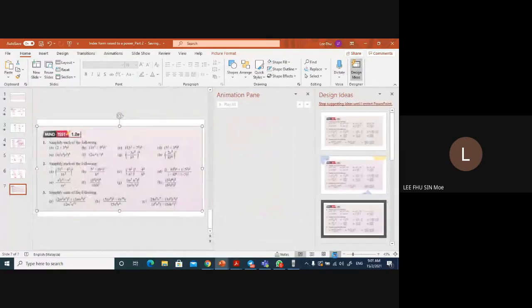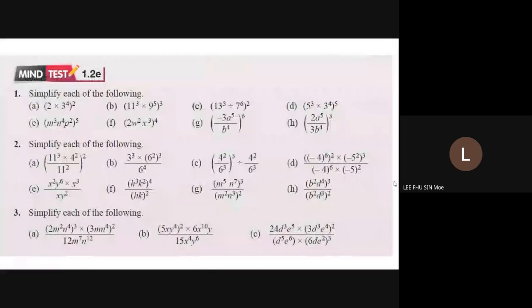Okay, you see this one. This is an exercise in your textbook. Not a test. Okay. So I think question number one, should be okay. Okay, I think most of you can do this one. Okay. Number two becomes more complicated.